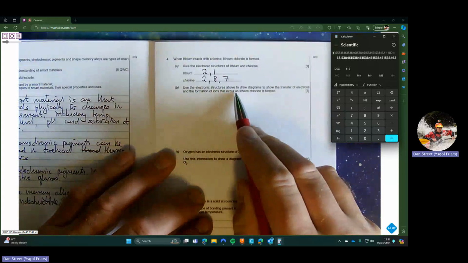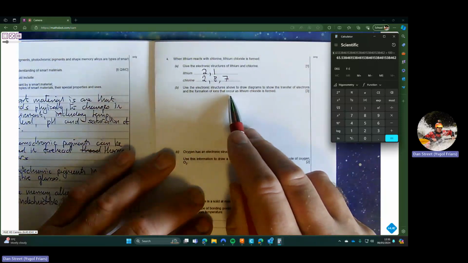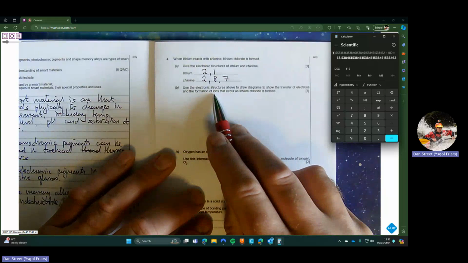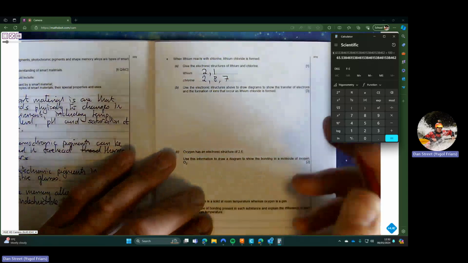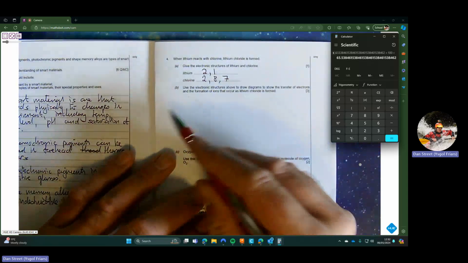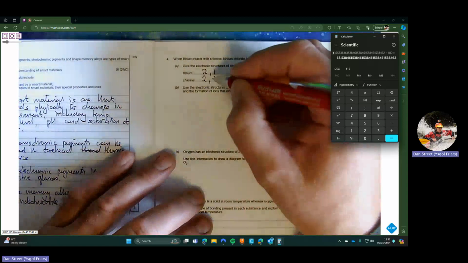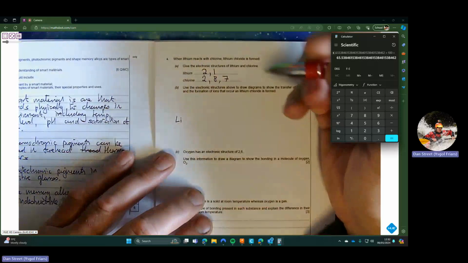So use the electronic structures above to draw diagrams to show the transfer of electrons and the formation of ions that occur as lithium chloride is formed. So we don't need to recognize which type of diagram we draw here because it tells us the formation of ions, so we know it's the ionic bonding diagram. If we start over on the left to give us room to show what happens next, if we start with the lithium, lithium has got 1 electron in its outer shell.